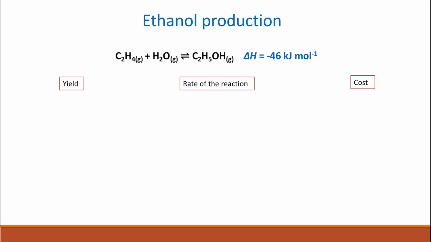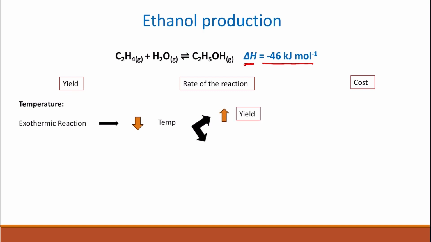When we look at this reaction, you can see that according to the enthalpy change, the forward reaction is exothermic. So let's have a look at the effect of temperature. The forward reaction is an exothermic reaction. So when you decrease the temperature, the yield will increase because the equilibrium now will be shifted towards the exothermic reaction, towards the right, so higher product, so higher yield.